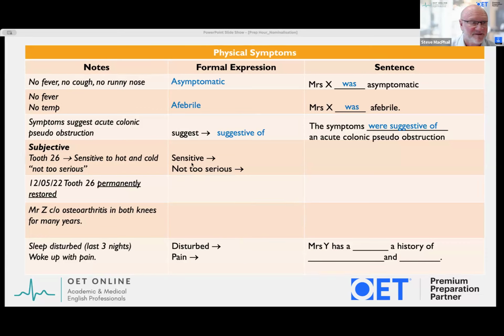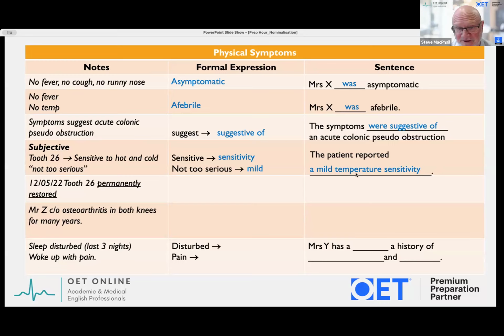So sensitive is, in this case, an adjective. So we'll turn it into a noun, sensitivity, not too serious, mild. We put that together. The patient reported a mild temperature sensitivity. So hot and cold, you know, that's temperature. So a mild temperature sensitivity. So that's a formal writing style. We're using the article because it's a type of sensitivity, right? In this case, a temperature sensitivity. So there is a pattern where we use articles when we have an adjective before a noun.